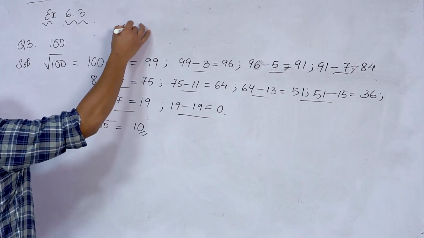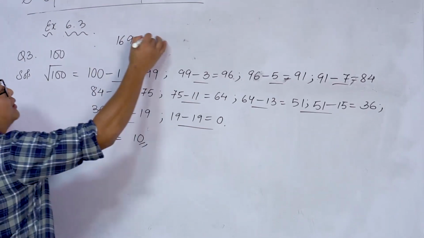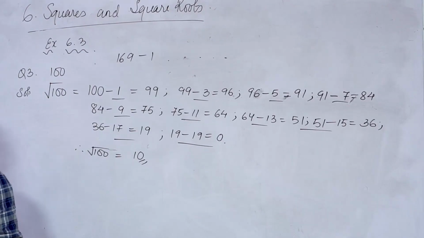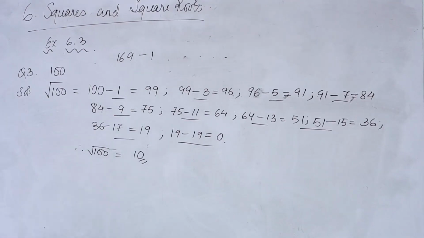So 169 will also be the same thing. You start with 1, go on till you get 0. So this will be your assignment. Please make sure you practice it at home. Let's move on to the next question.